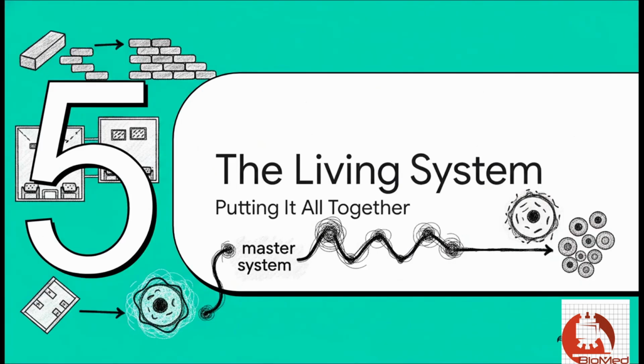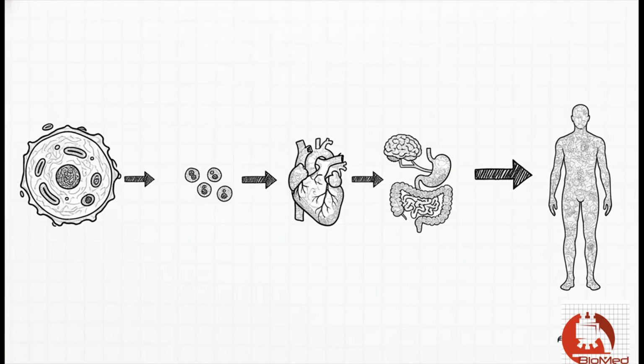Okay, let's zoom out one last time. We've seen the bricks, the walls, the rooms, and these amazing master systems that connect everything. So what do you get when you put it all together? This is the big takeaway. This entire incredible piece of architecture, from that one tiny cell all the way up to this network of systems working in perfect harmony, that's not just some abstract biology lesson. That is you. You are the masterpiece. You are the living system.